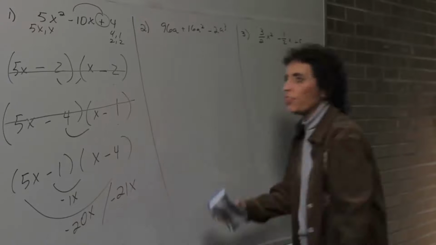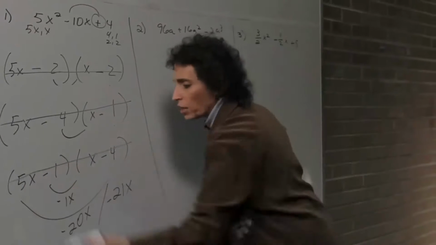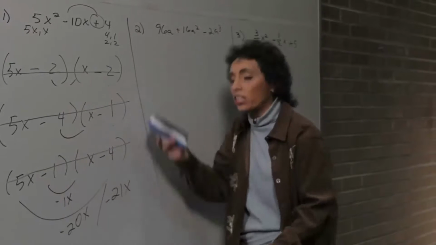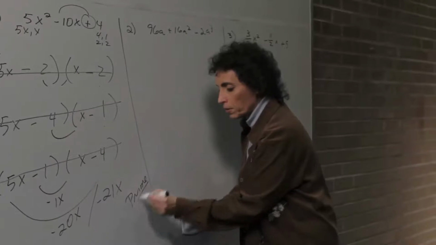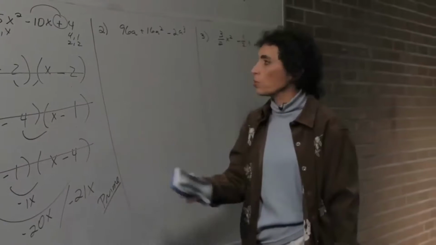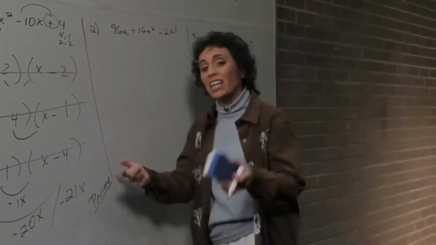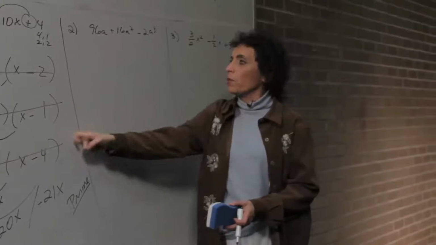You know why? This is prime. It cannot be factored. I personally think the prime ones are the hardest ones because you can sit there forever. Okay? This is prime. So remember, when it can't be factored, it is prime. So that one is prime. Trying to show you everything that could possibly happen to you. Okay, so that's the end of number 1.